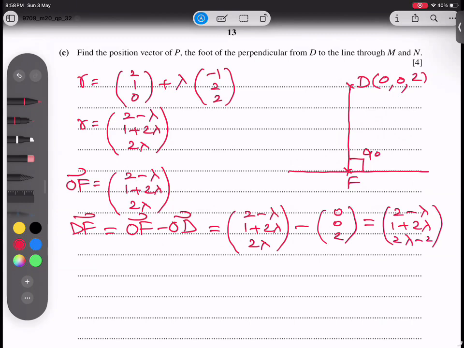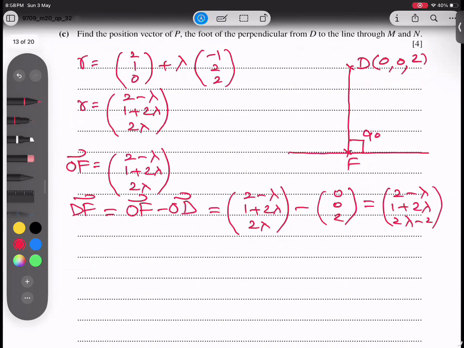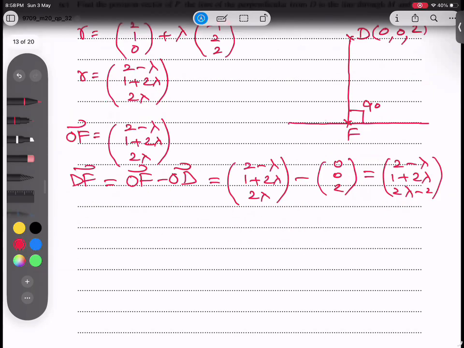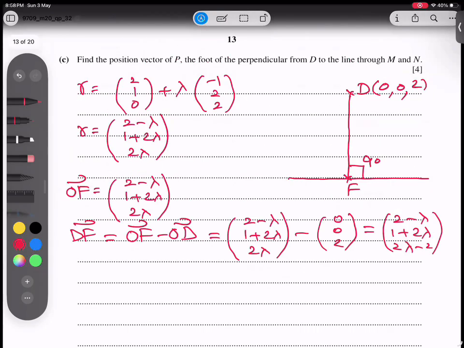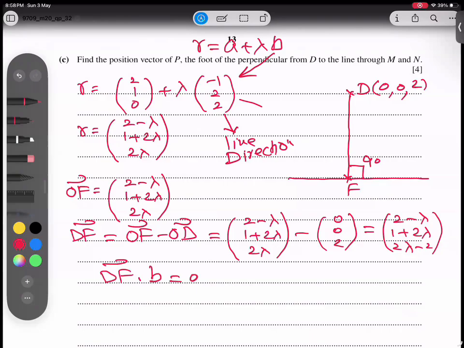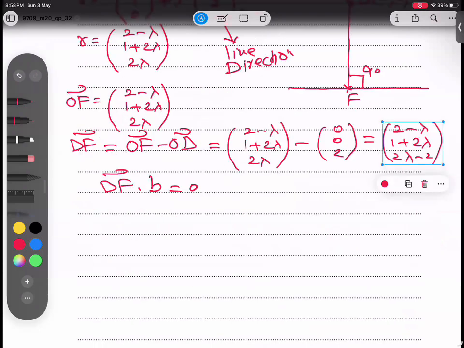Okay, now let's try it. What is this? This is called the line direction. Let me tell you, we represent it as B, because the formula is R is equal to A plus lambda B. So this is B. Okay, students, I can go for planning, because DF dot line direction is equal to 0. I'm going to apply it. This value I'm going to copy and bring down here, and the B direction is just negative 1, 2, 2.